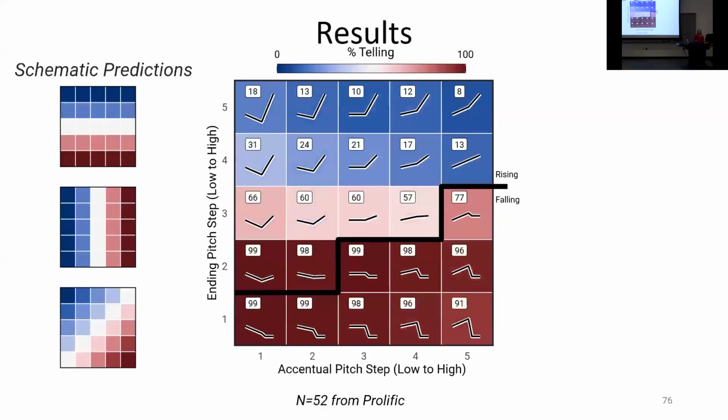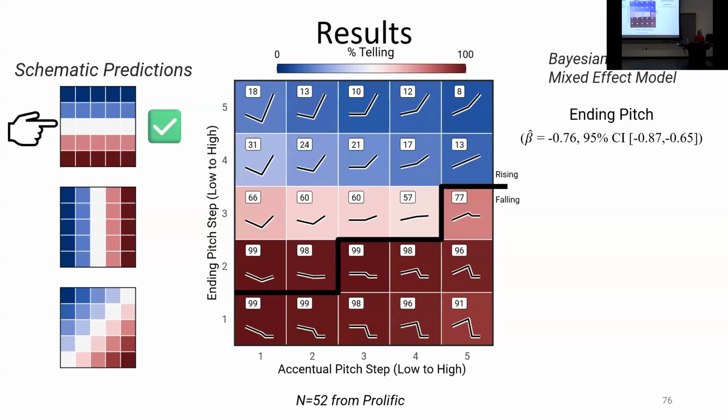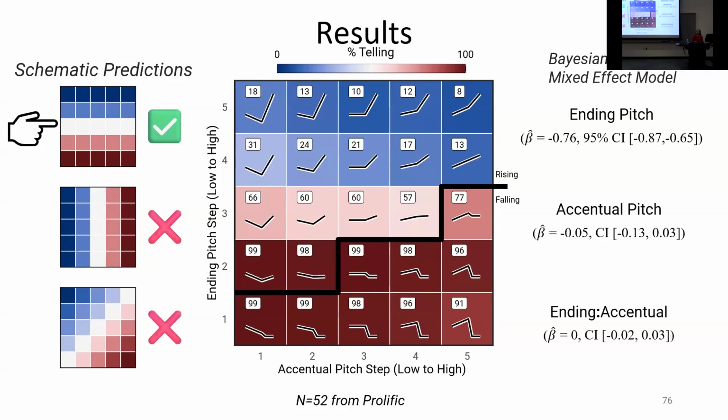Here are the actual results from 52 participants recruited on Prolific. The schematic that these results look closest to is the top one, which is supported by our statistical model. The ending pitch is what matters, what predicts the interpretation of these patterns. The accentual pitch didn't contribute to predicting the responses, nor was there an interaction between the accentual pitch and the ending pitch.